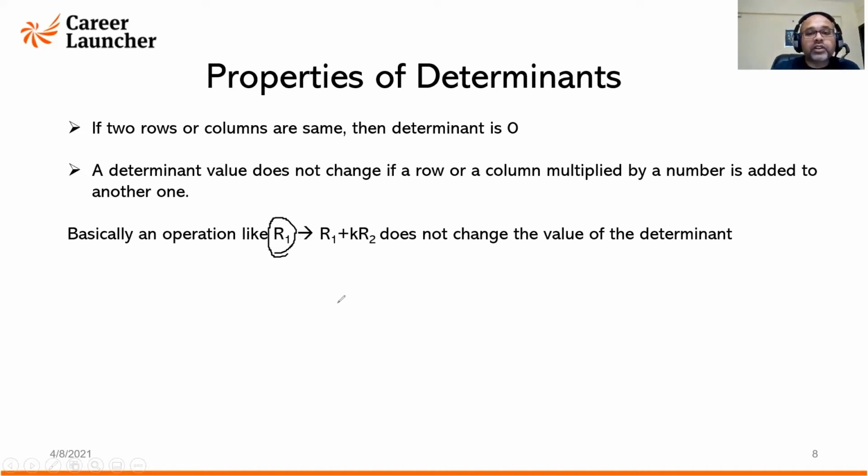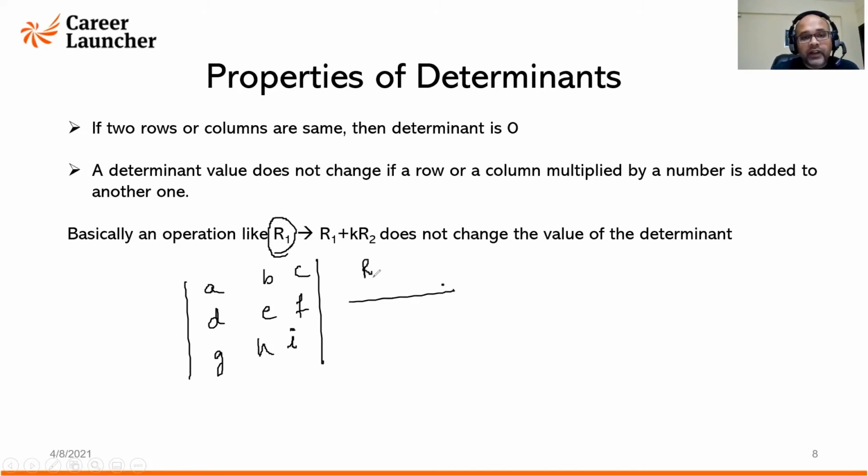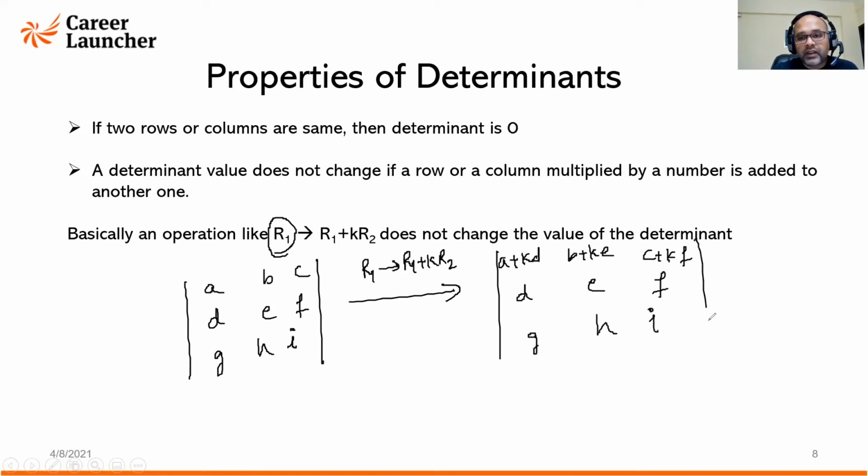Similarly, the determinant also does not change, which means if I have A, B, C, D, E, F, G, H, I, and I perform R1 as R1 plus K times R2, what will I get? I will get a determinant where R1 becomes R1 plus KR2, so A plus KD, B plus KE, and C plus KF, and then DEF, GHI. Now both answers are same. The answers do not change. That is what the property tells you.